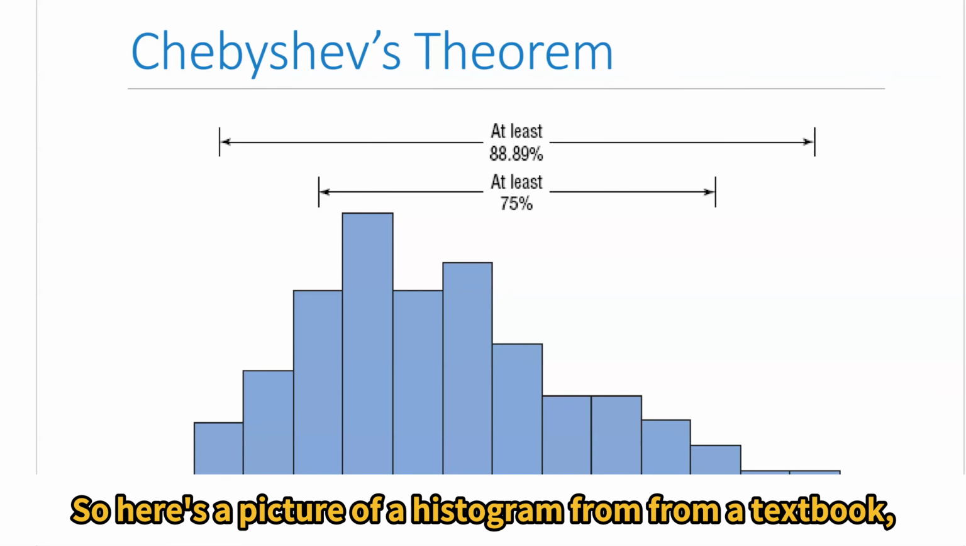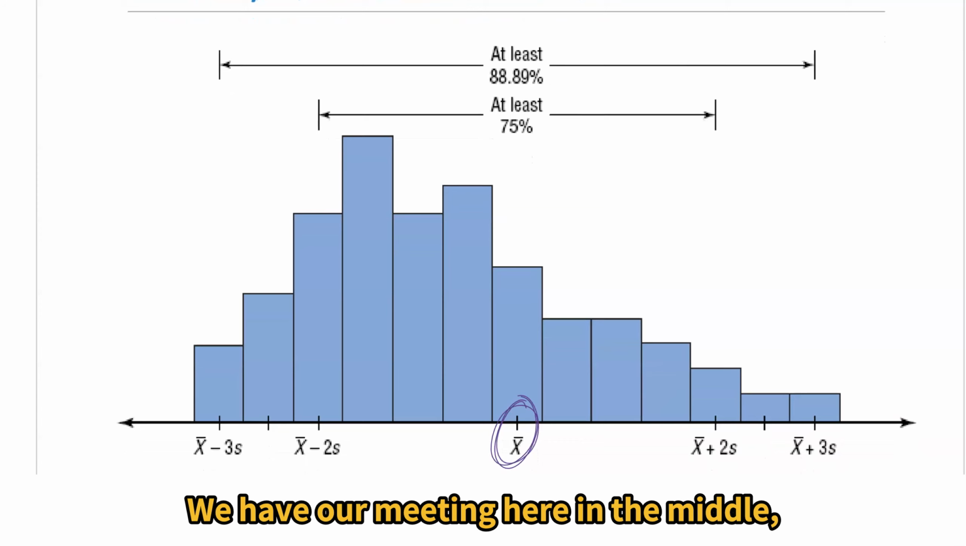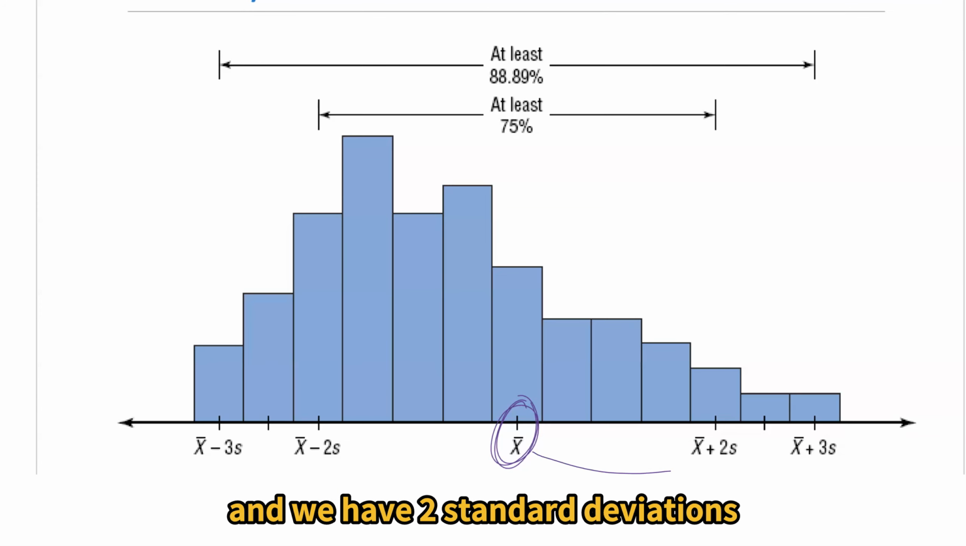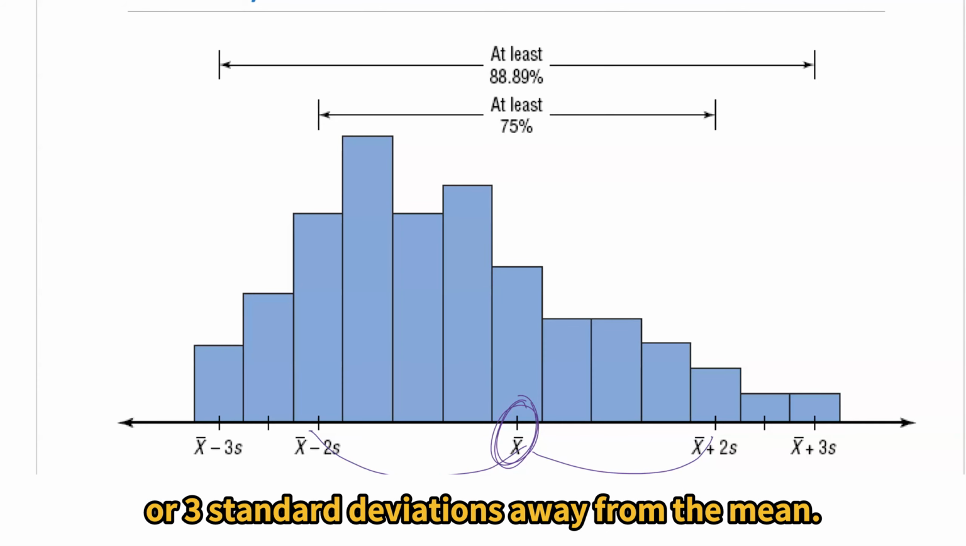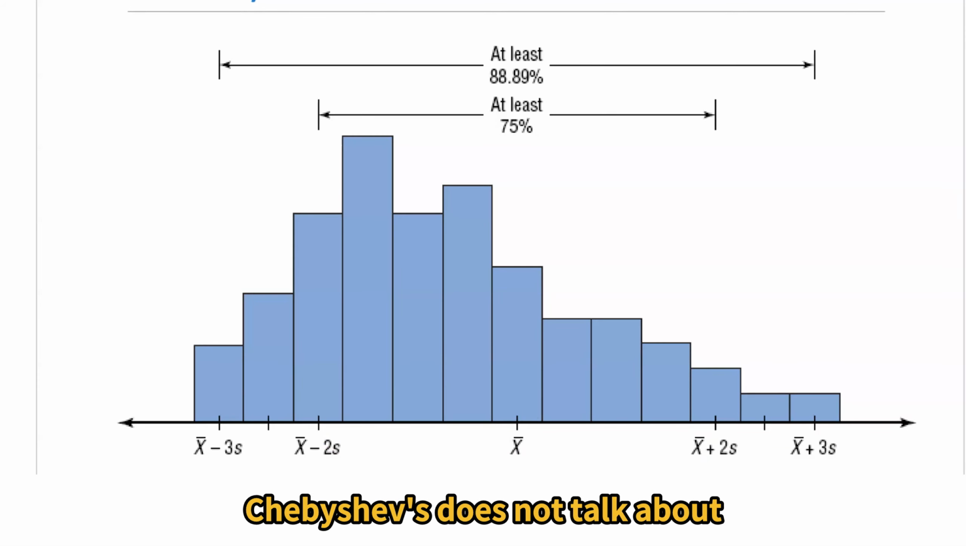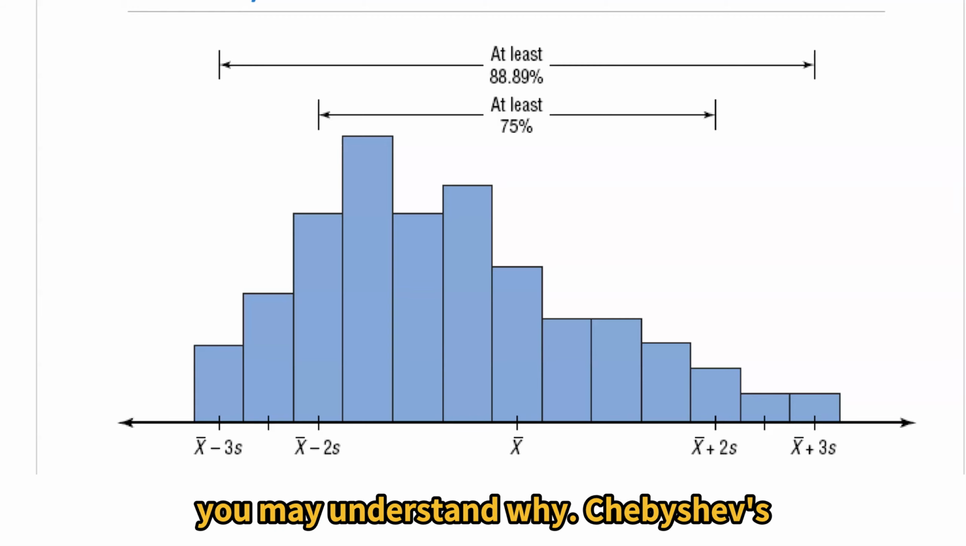So here's a picture of a histogram from a textbook, Blumen's Elementary Statistics. We have our mean here in the middle, and we have 2 standard deviations away from the mean on either side, or 3 standard deviations away from the mean. Chebychev's does not talk about 1 standard deviation, and when you see the formula, you may understand why.